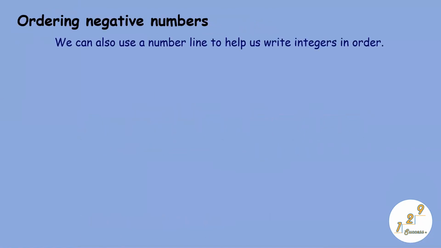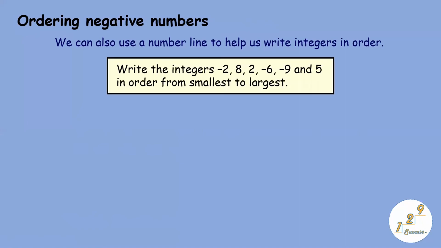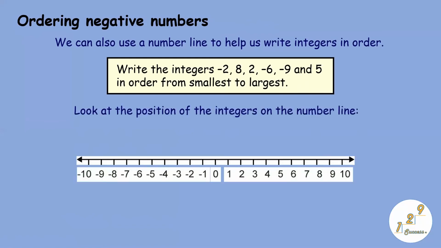Okay, so now we're going to look at ordering some negative numbers. We can always use our number line to help us write integers. Remember, integers are whole numbers and they can be positive or negative on our number line. So we are being asked to write the integers -2, 8, 2, -6, -9, and 5 in order from smallest to largest. Now, we've got our number line here.